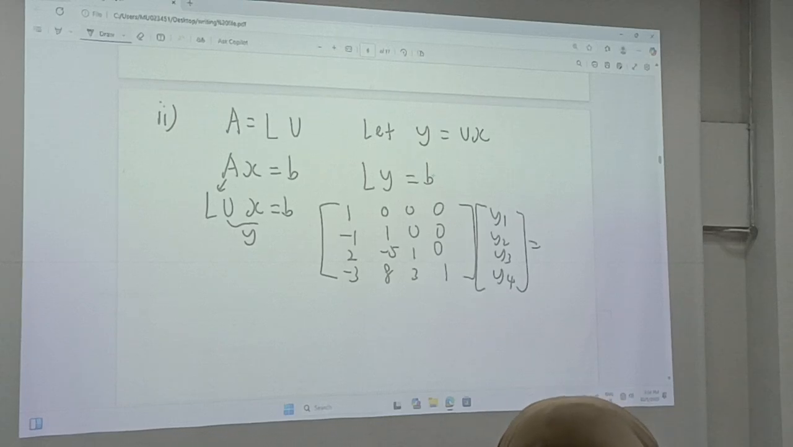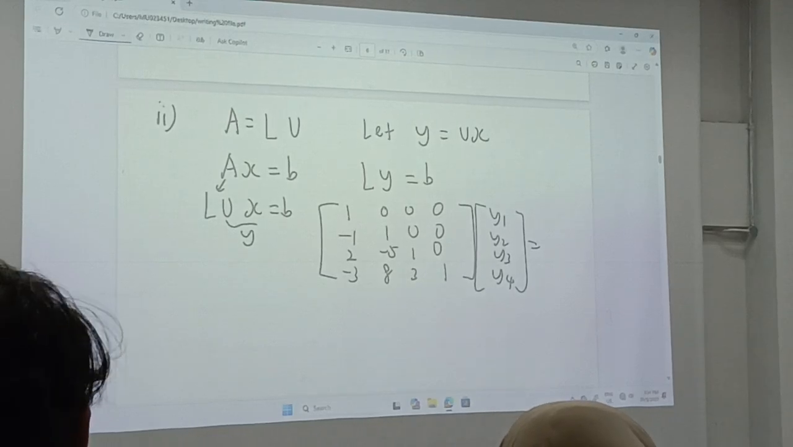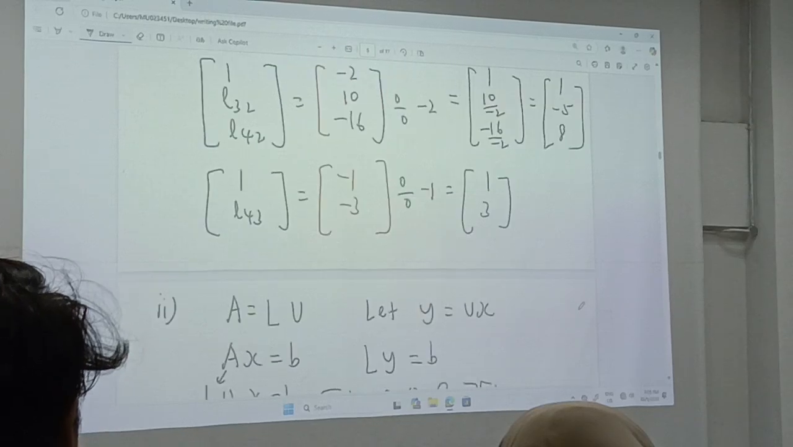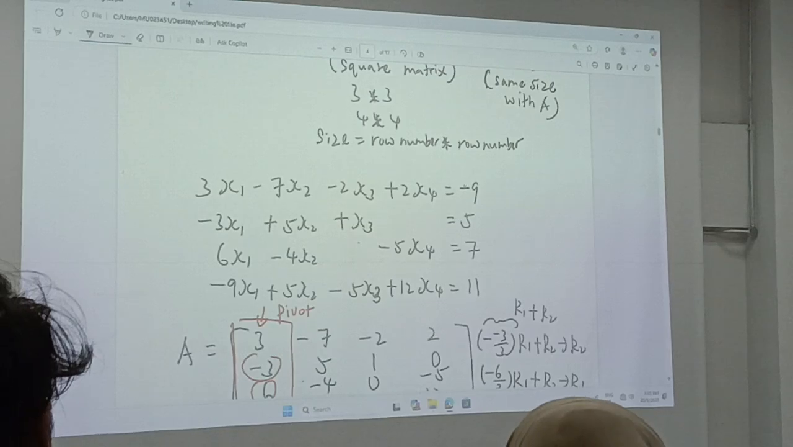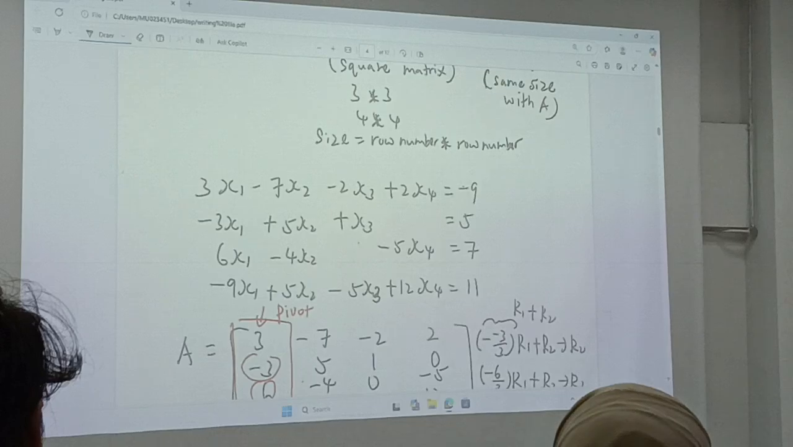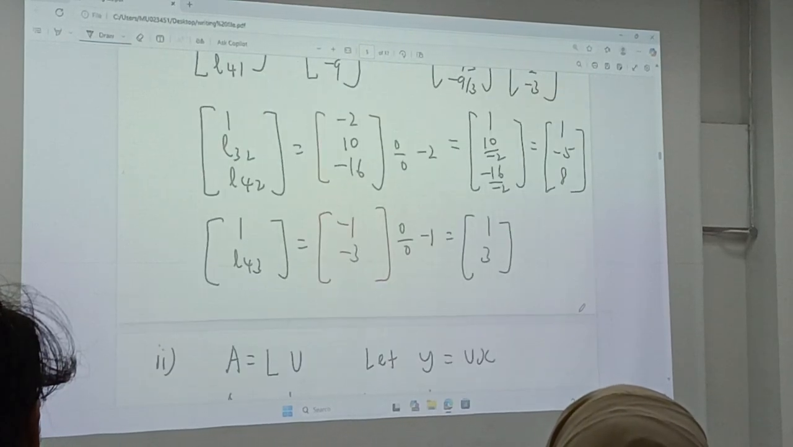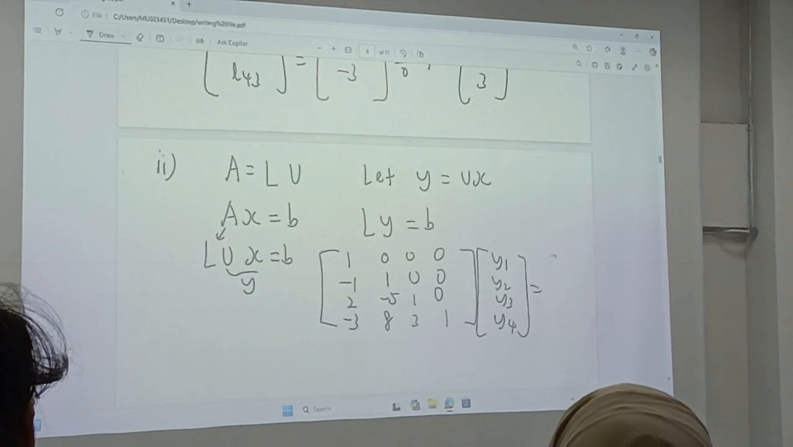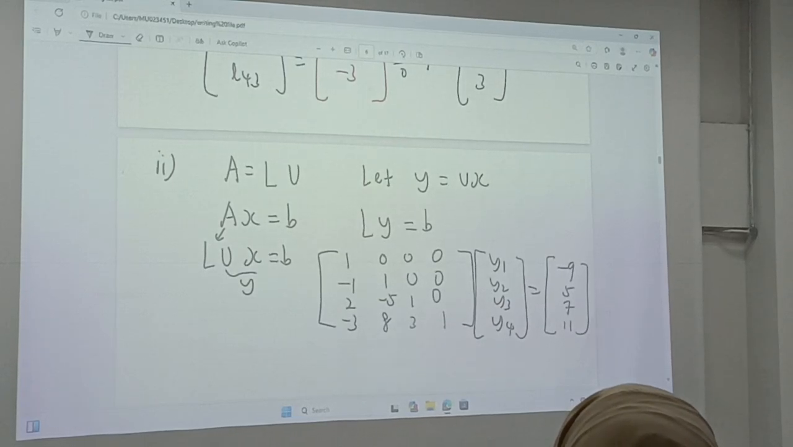So what will be the values for b? Remember, b is on the right hand side. So b is over here: negative 9, 5, 7, 11, from the equation before. So b is negative 9, 5, 7, 11.